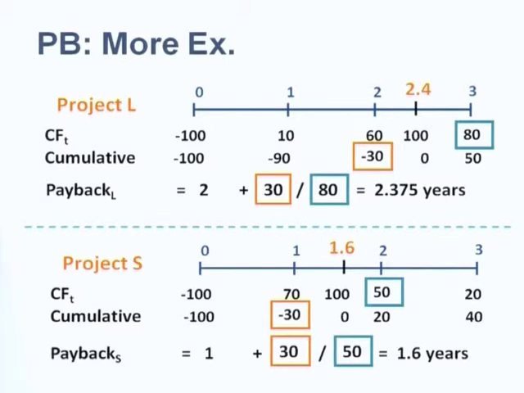Project S, you see how long does it take to get the 100 back? Is 1 year enough? Not enough, right? You need another 30. Year 2, you get another 50. It's too much, right? So the answer should be somewhere between 1 and 2, right? So you have to interpolate. How do you interpolate? You take the end of year 1 plus what? 30 divided by 50, right? Or 1.6 years.